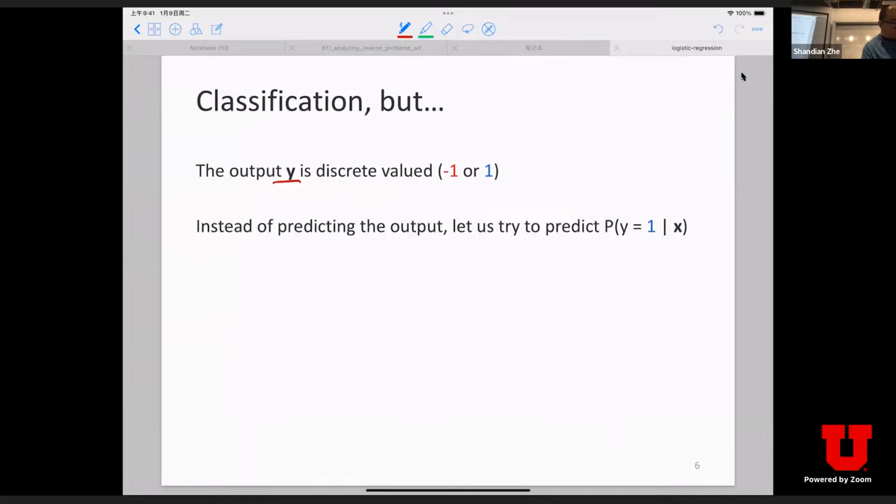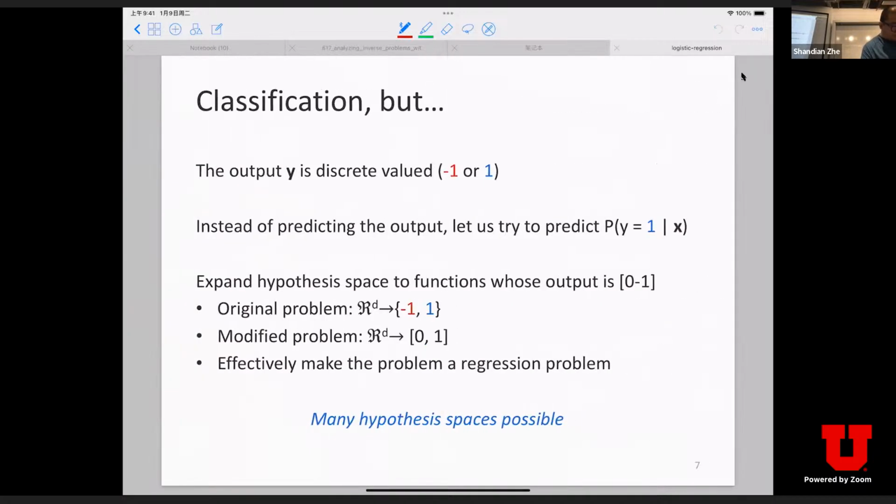Although our output data is discrete, either -1 or 1, we want to use this data to learn to predict the probability that, given X, the label is 1. So it's a continuous label.